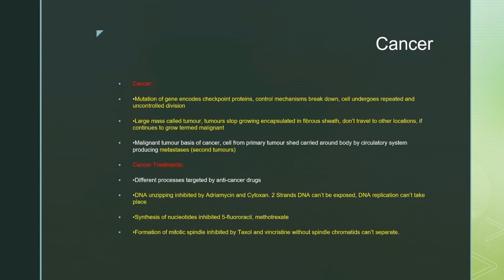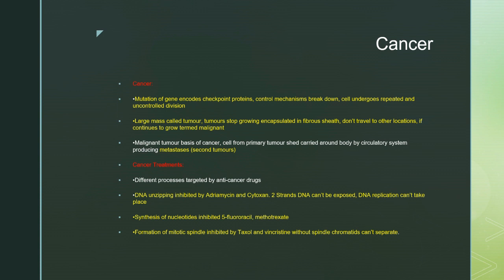Now, if it continues to grow, this is when it's called malignant, and this is whenever it gets serious. So a malignant tumour is the basis of what cancer is. A cell from a primary tumour is shed, then carried around the body by the circulatory system, producing metastases, which are secondary tumours. Now, the treatments for cancer are different. So you can get different processes which can be targeted by using anti-cancer drugs.